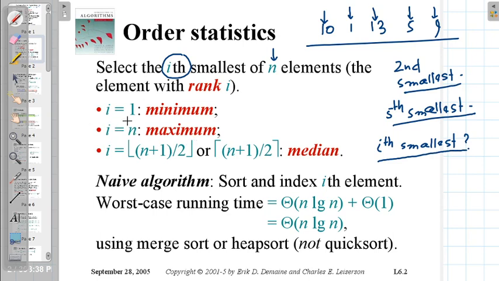And as you see, i equal to 1 is the minimum, and i equal to n, with n equal to 5 in our example, is the maximum element. And what is the median element? If I sort this, it will be 1, 5, 9, 10 and 13. The middle element of this is called the median.